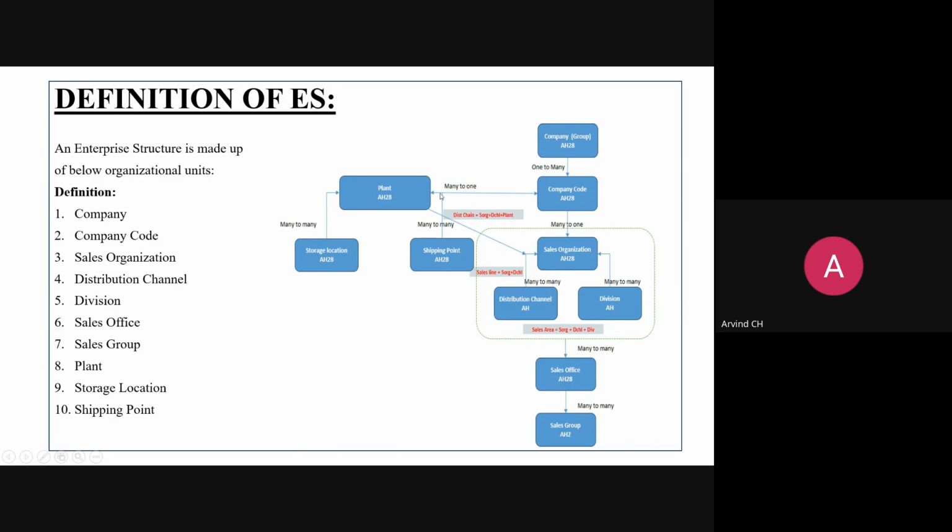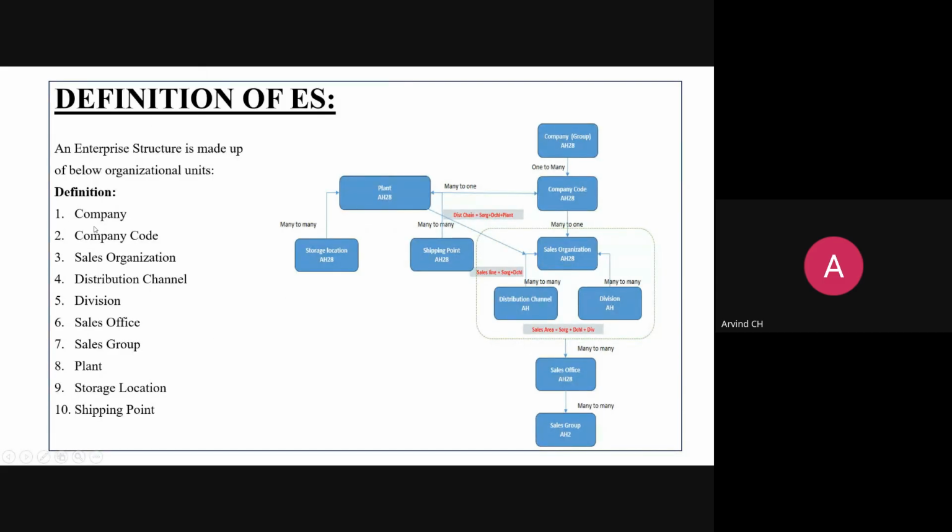And parallelly, on the left hand side, you are seeing the plant. Plant is a very important organizational unit where your products are manufactured and stored. It is a manufacturing facility also. It is a depot also. You can store your products. So plant will have two different sub organizational units: one is a storage location, another is a shipping point.